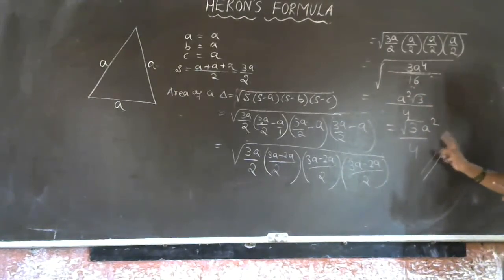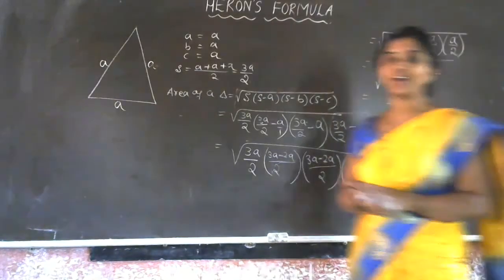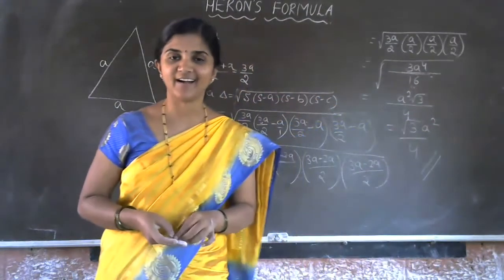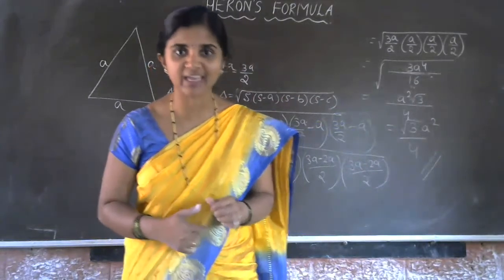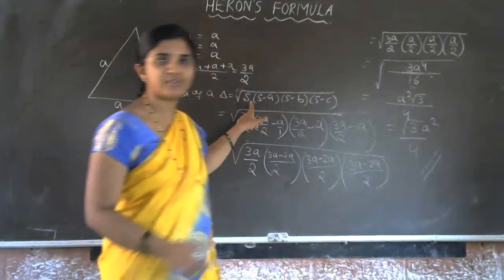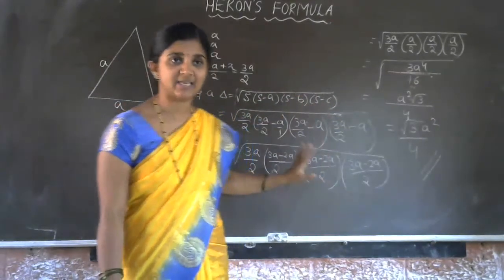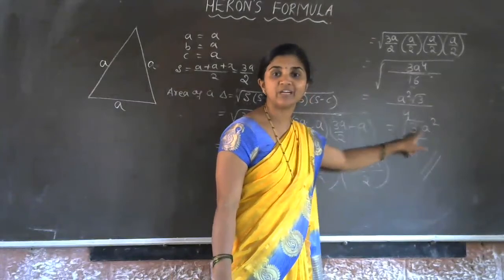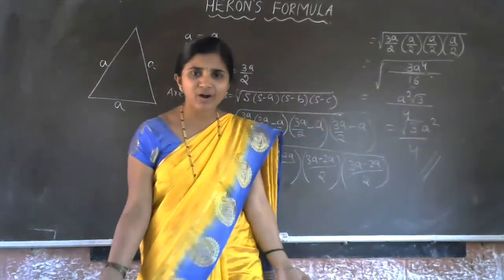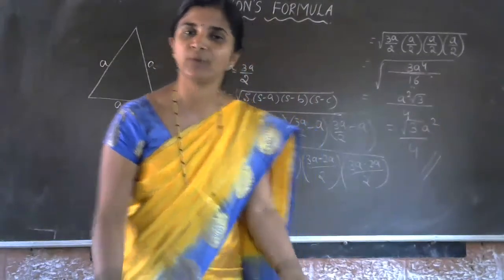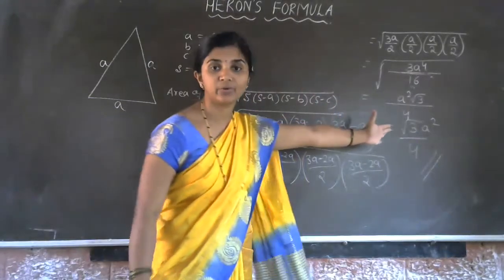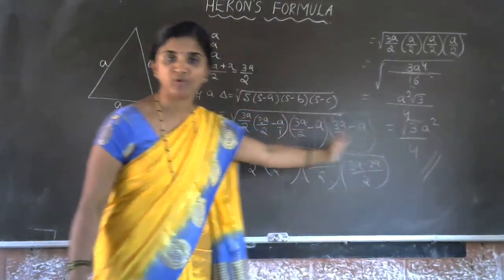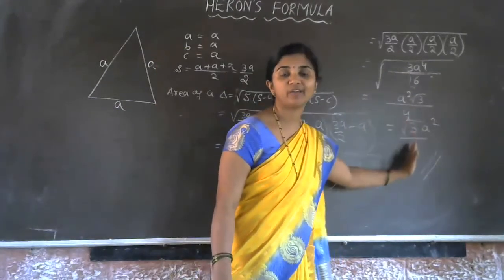This one also you can use as a formula to find the area of a triangle, but only for an equilateral triangle. So if the triangle is equilateral and we want to find the area using Heron's formula, directly, instead of taking the square root of S into S minus A into S minus B into S minus C, you can easily write the square root of 3 into A square divided by 4. How did we get this formula? By solving it with Heron's formula, that is how we get the formula square root 3 into A square divided by 4. This is the formula to find the area of an equilateral triangle.